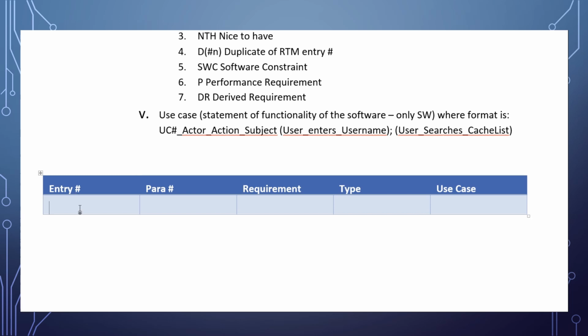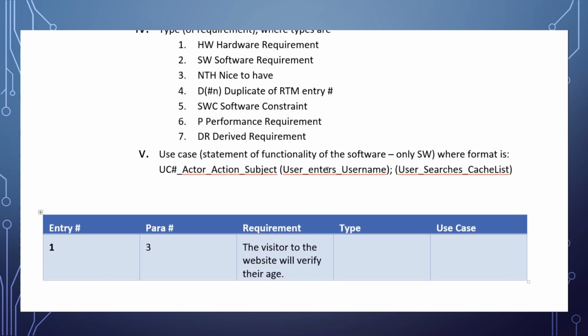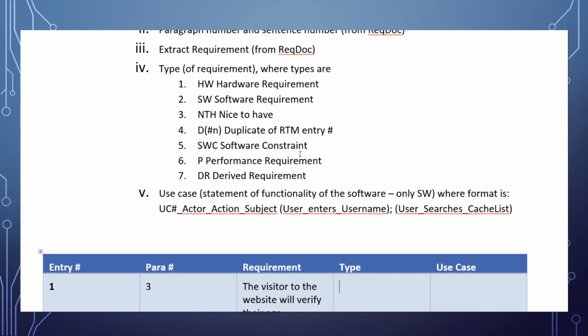So we'll go entry number, paragraph 3. The requirement, what you do is you copy the requirement straight out of the requirements document. So here's a requirement I created earlier. And now the type for that, what's that going to be? The visitor to the website will verify their age. Well, that's a software requirement. So we type in SW here, and then we need to create a use case.